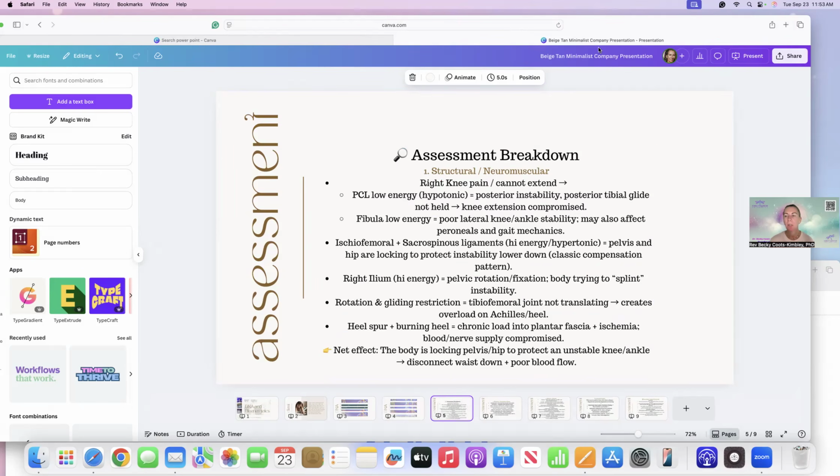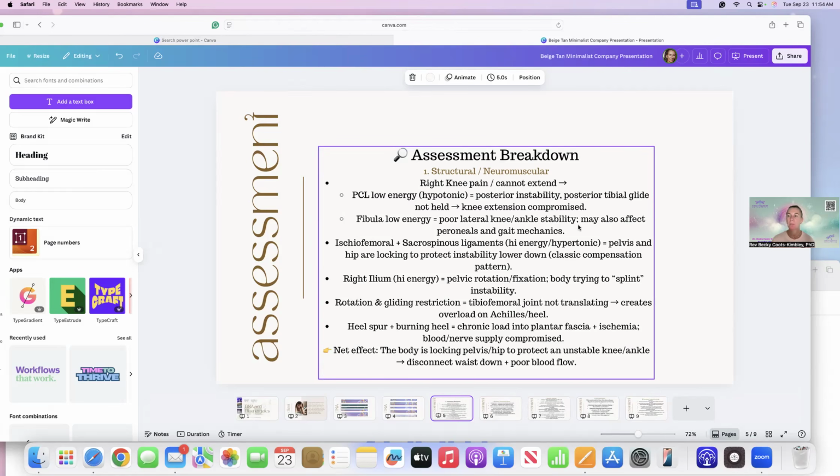So what's going on? Well, from a structural standpoint, we've got the right knee that cannot extend. The PCL is low energy or hypotonic, so there's going to be some posterior instability behind the knee. Posterior tibial glide, I can barely do that on her, which means knee extension is going to be compromised. The fibula has low energy because it can't rotate and accept any weight. So there's going to be poor lateral knee and ankle stability. It's also going to affect the peroneals and gait, which she's limping.